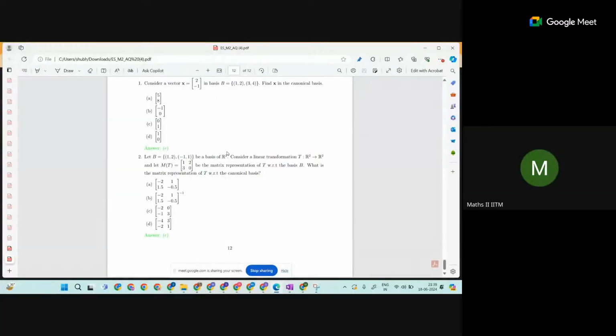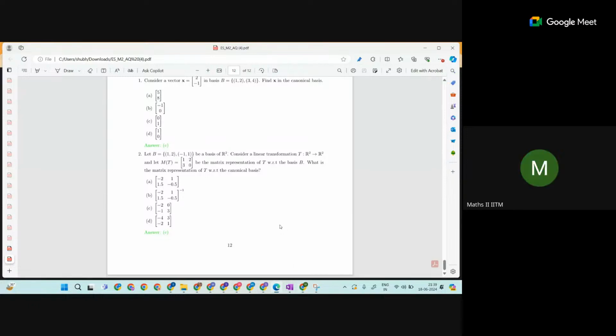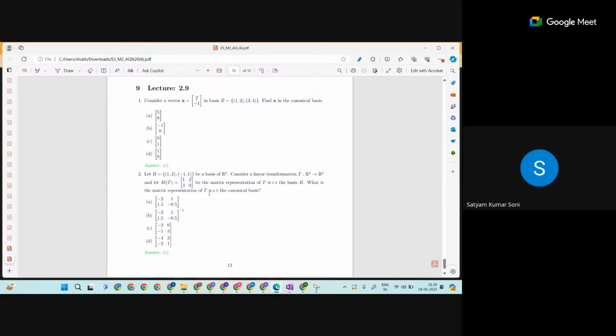So which activity? Question number 2, this one. This is a basis of R2. Consider a linear transformation T, and let M_T be the matrix representation of T with respect to B. What is the matrix representation of T with respect to the canonical basis? So another basis is given, and I have to find the canonical basis form. How to get this is the problem.